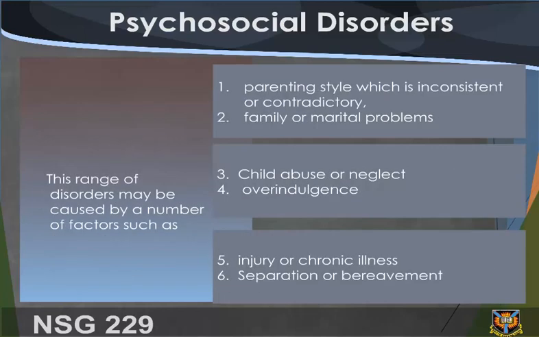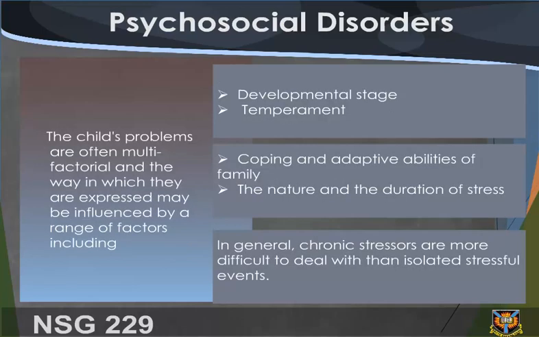This range of disorders may be caused by a number of factors such as: 1. Parenting style, which is inconsistent or contradictory. 2. Family or marital problems. 3. Child abuse or neglect. 4. Overindulgence. 5. Injury or chronic illness. 6. Separation or bereavement.